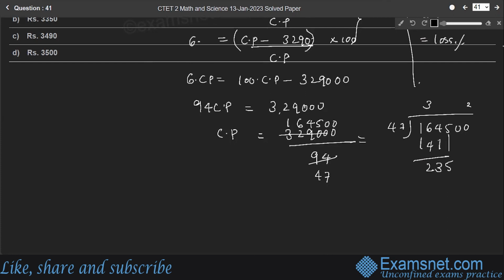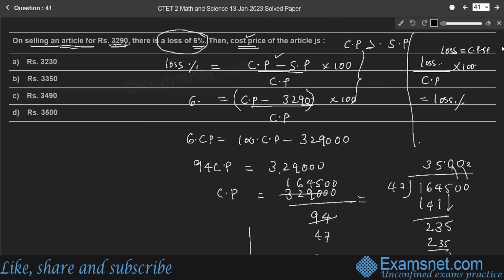So now borrow 5, right? So it becomes 47 into 5. Since 40 into 5 is 200, 7 into 5 is 35, it becomes 235. Right? Therefore, two zeros. So 3500 is the cost price of the article. Right? So cost price is 3500 and the selling price is 3290. Therefore, there is a loss of 6%.